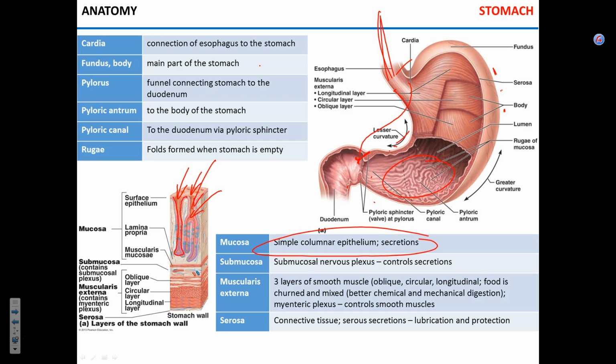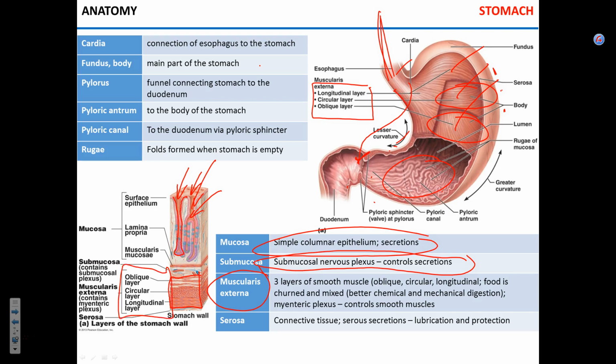Now, submucosa contains the nervous plexus, that gut brain that we mentioned before. But muscularis externa is different. If you look at the composition of muscularis externa, you will see that there are not two but three layers of smooth muscle: longitudinal, the outermost, circular, and oblique. Essentially, longitudinal and circular are perpendicular to each other, and oblique is at an angle.